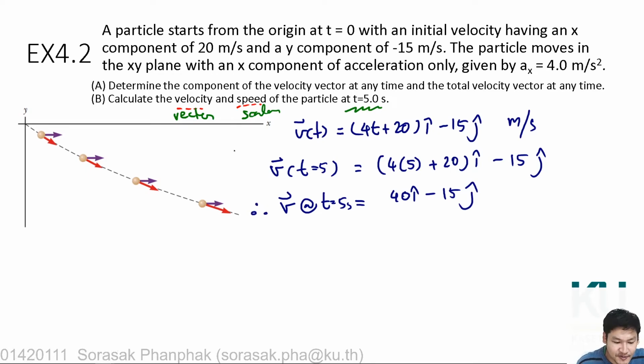So how about the speed? This is your velocity.